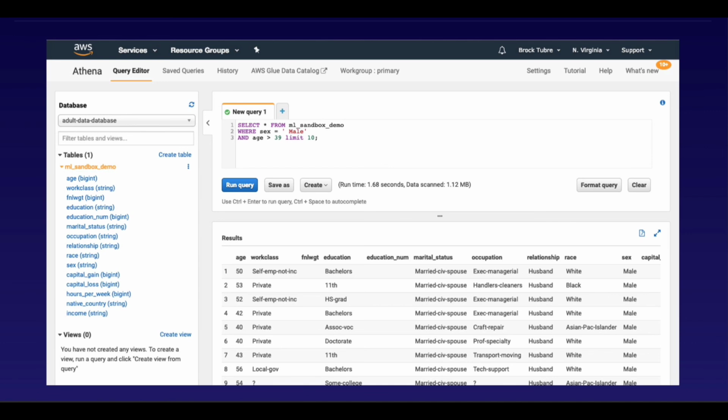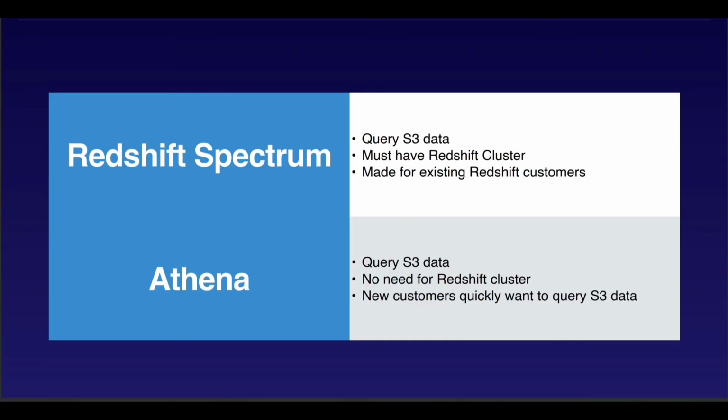So what's the difference between Redshift Spectrum and Athena? Well, they both allow you to query S3 data, but with Redshift Spectrum, you must have a Redshift cluster spun up. Now, that's not needed with Athena as long as you have a table defined within your AWS Glue data catalog. And Redshift Spectrum is mainly used by existing Redshift customers and new customers that quickly want to query their S3 data.